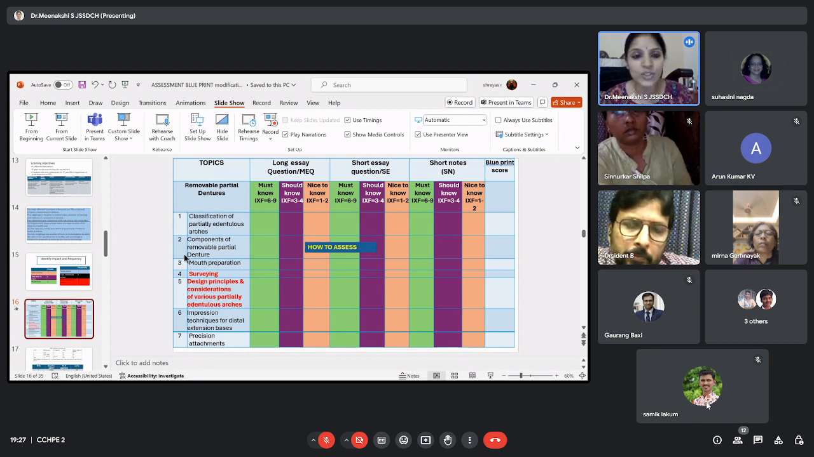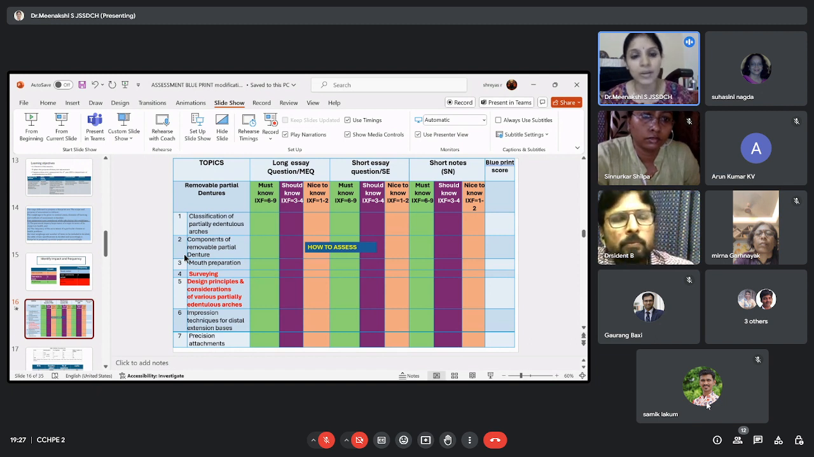So what are the topics which we have enlisted? Classification of partially edentulous arches. What are the components of removable partial denture? Mouth preparation, surveying, design principles and considerations of partially edentulous arches, impression techniques for distal extension cases, and precision attachments.